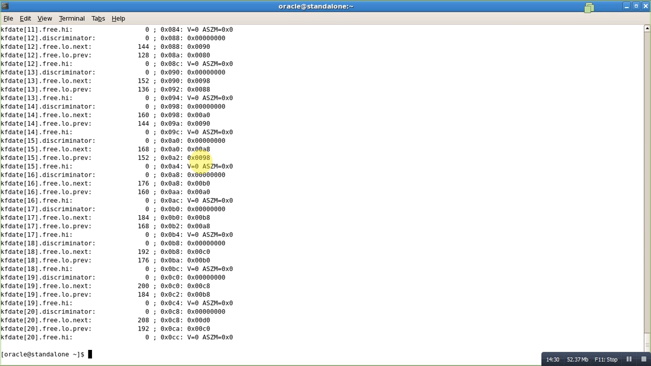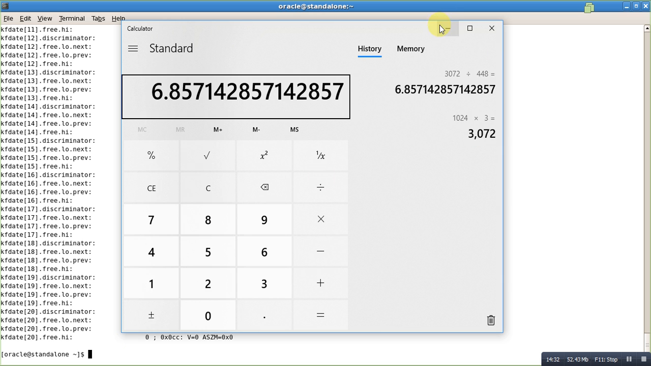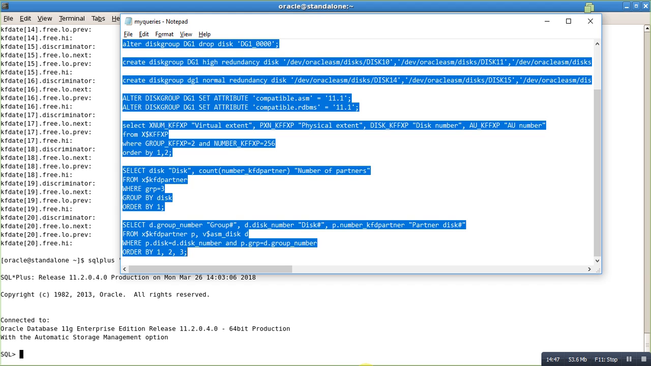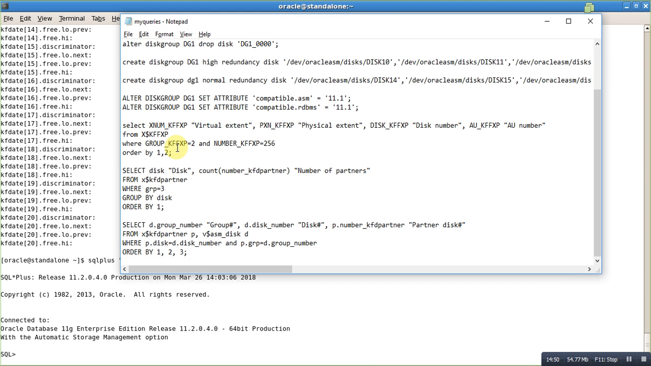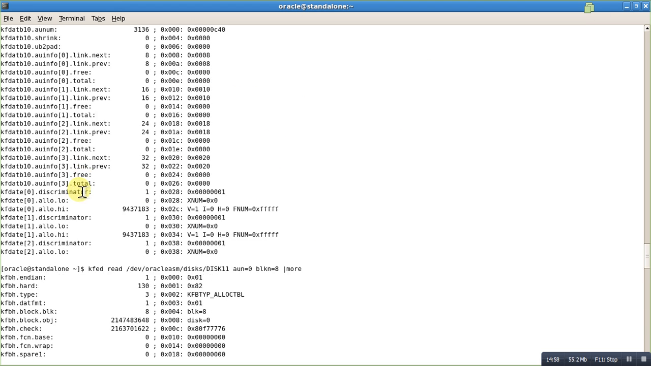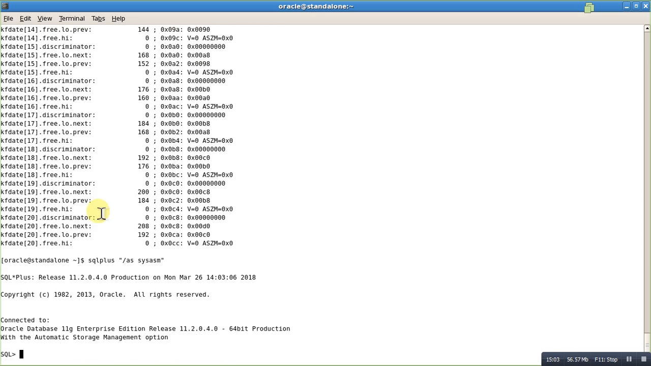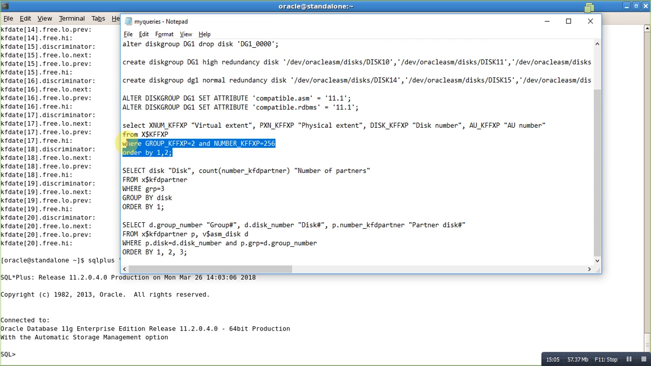So as I said, the allocation table has the extent number and file number information, right? Let me show that. So I'll run a query. I created a file with size 256. So let me view this.